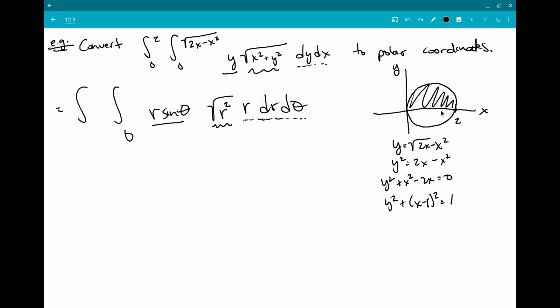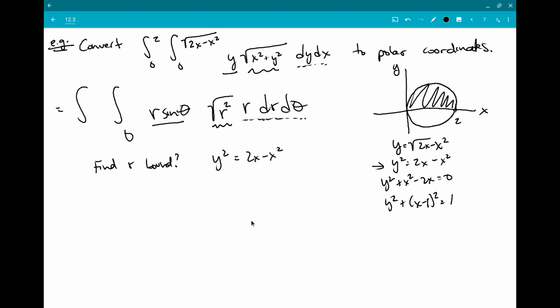So how are we going to best represent this? My distance r is again seeming to change. So I'm going to need a function that tells me r in terms of theta for that top of the circle again. So if I need my r bound, I'm going to go back to this equation I found right here, y squared is 2x minus x squared.